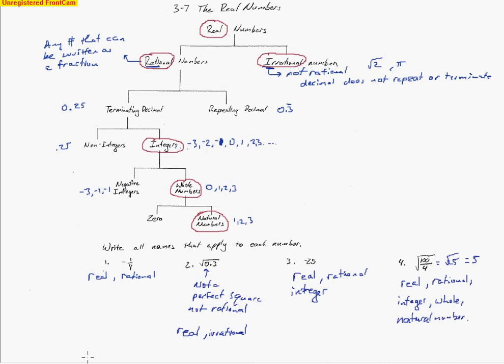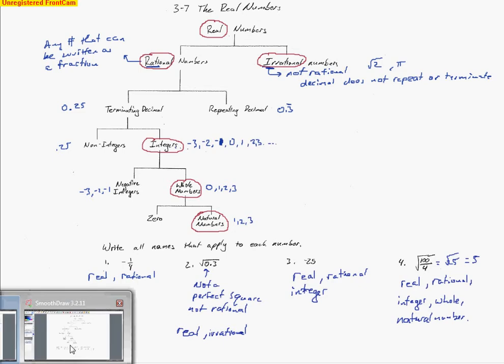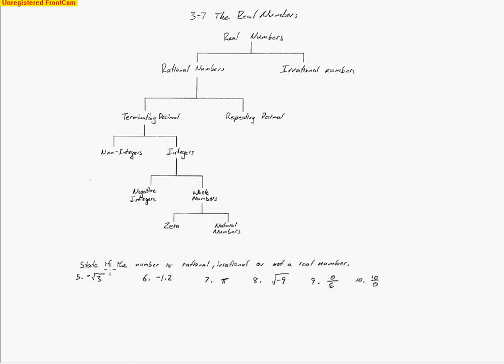So we have another set of directions, so let's take a look at that. And it says state if the number is rational, irrational, or not a real number. So again, here are the different types that we have. We saw this chart before, and again, what we're looking at are the real number systems. So the real number system is broken into two categories. We've got the rational numbers, which are numbers that we can make into fractions. They're either repeating decimal or terminating decimal, and then we have the ones that are not fractions.